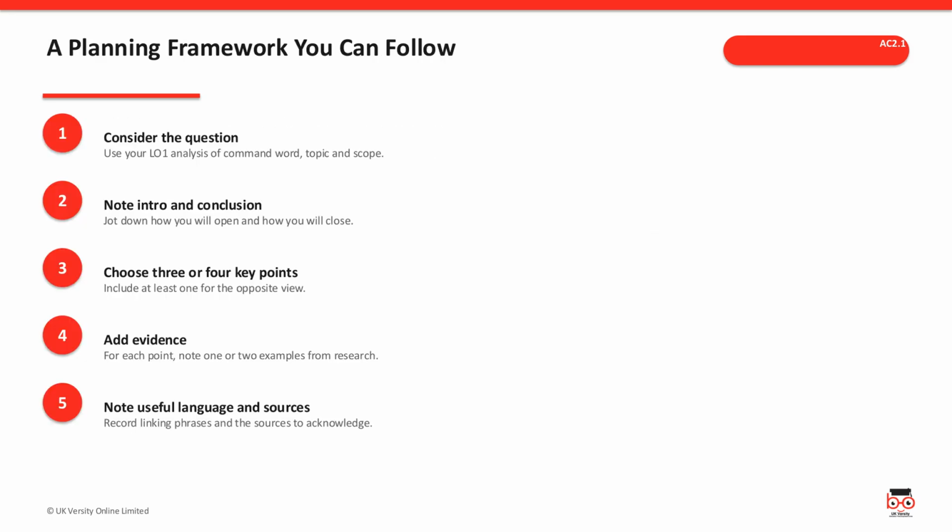If you'd like a framework, here's a reliable one. Start from your analysis of the command word, topic and scope. Jot down how you'll open and how you'll close. Choose 3 or 4 key points, making sure at least one covers the opposite view. Then, for each point, note an example or 2 from your research, and finally record the linking phrases and the sources you'll need to acknowledge. By that stage, the writing almost does itself.